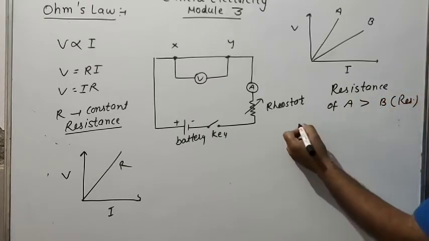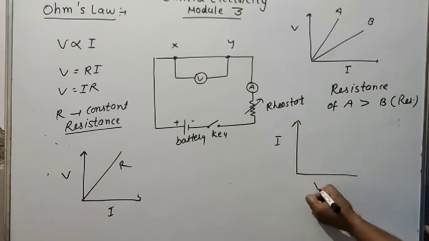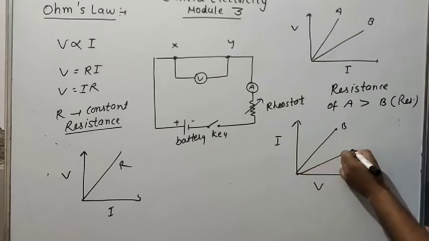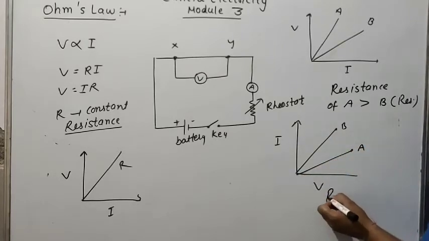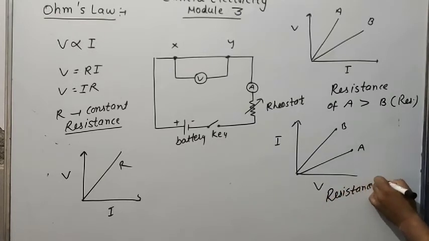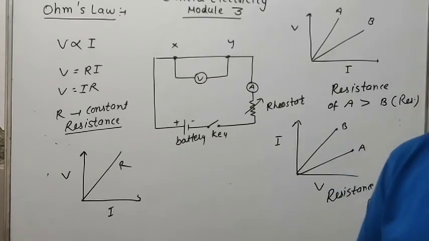If I write in this manner, I and V, if this is B and this is A, now again here the resistance of A is greater than the resistance of B. And this is Ohm's law, right? Perhaps it is clear to all.